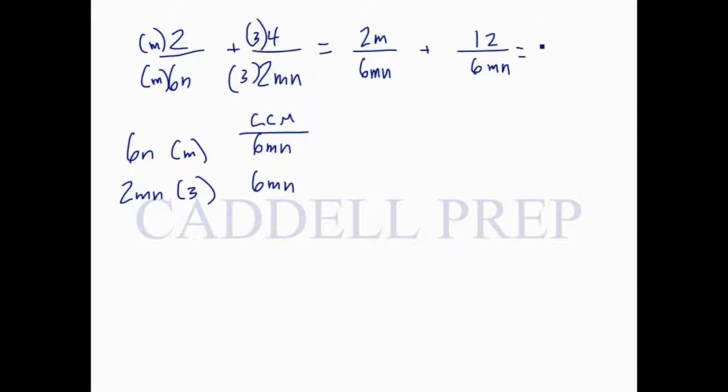So now we can add these together, because we have like denominators, common denominators. So this becomes 6mn. Then 2m plus 12 is simply 2m plus 12. They're not like terms, so we can't combine them. But let's look at this a little bit further. In this case, it looks like we can't reduce this, but there's a factor that goes into this and also this.